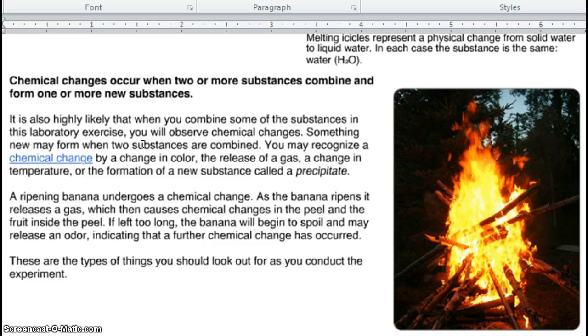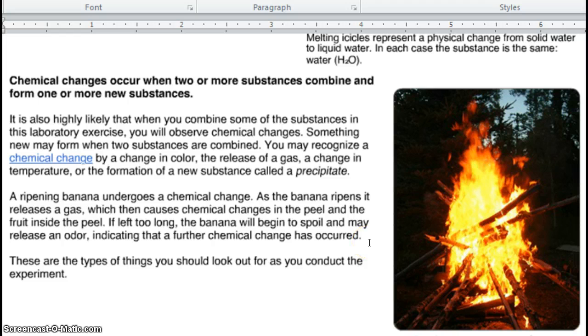Chemical changes occur when two or more substances combine to form one or more new substances. It is also highly likely that when you combine some of the substances in this laboratory exercise, you will observe chemical changes. Something new may form when two substances are combined. You may recognize a chemical change by a change in color, the release of gas, a change in temperature, or the formation of a new substance called a precipitate. A precipitate is when you add two or more liquids together, and it looks like magic because you pour these two liquids together and it makes this big chunky solid, usually a different color than the liquids.